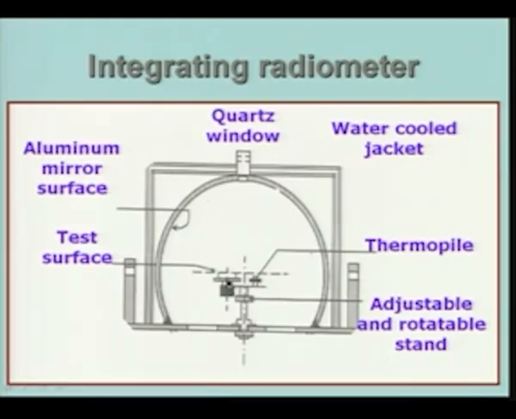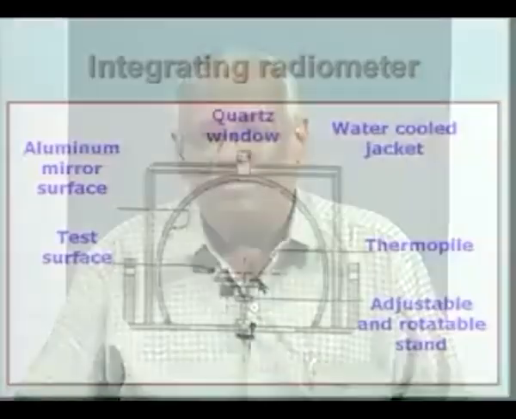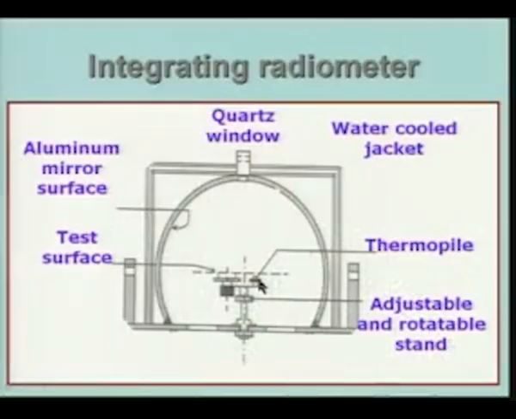The light will leave this surface in all directions and will be reflected, and after reflection it is going to fall on the thermopile. Therefore, it is integrating because it is going to focus all the radiation leaving the test surface in all directions onto the thermopile. So, integration is done by a slightly different method. Multiple reflections are not talked about here, it is only the focusing arrangement. So, we can adjust and rotate this and make adjustments for the positions and so on.